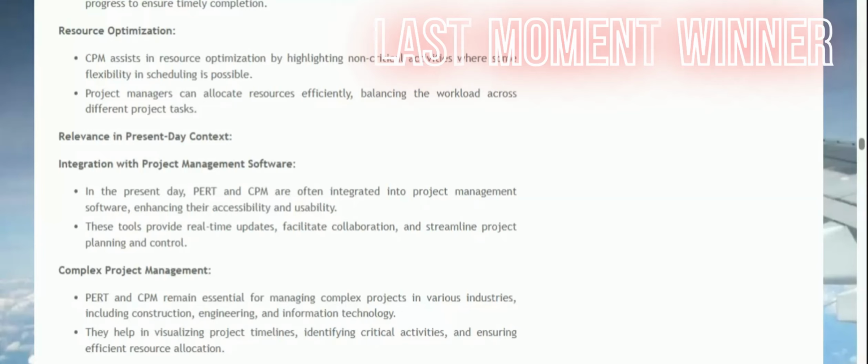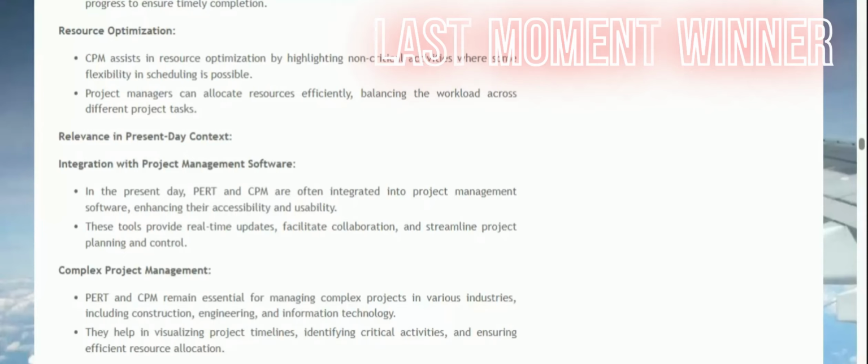In the present day, PERT and CPM are often integrated into project management software, enhancing their accessibility and usability. These tools provide real-time updates, facilitate collaboration, and streamline project planning and control. Complex project management. PERT and CPM remain essential for managing complex projects in various industries, including construction, engineering, and information technology. They help in visualizing project timelines, identifying critical activities, and ensuring efficient resource allocation.